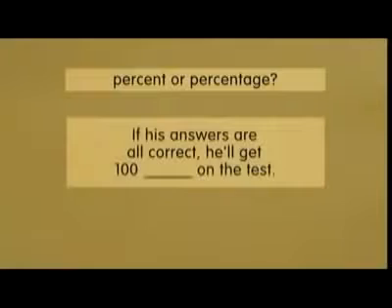If his answers are all correct, he'll get 100 on the test. If his answers are all correct, he'll get 100% on the test.